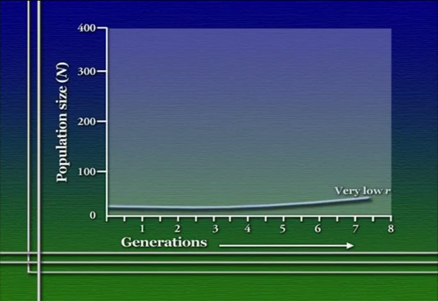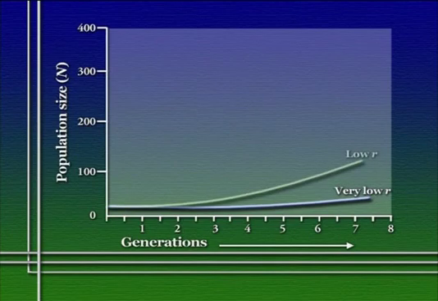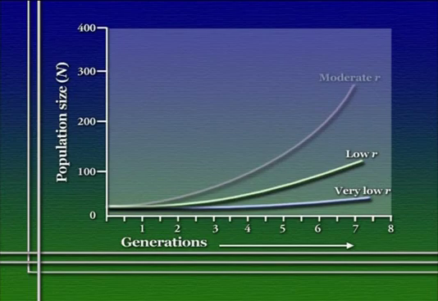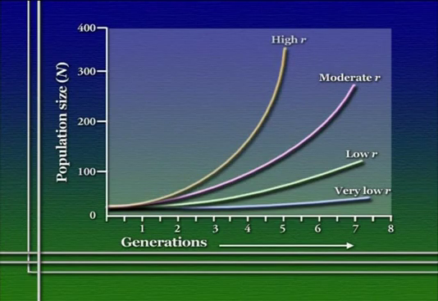The population would increase, assuming r is a positive number. And the rate of increase of the population size overall would begin to rise dramatically. The slope would become steeper and steeper until eventually the line would almost be shooting straight up.